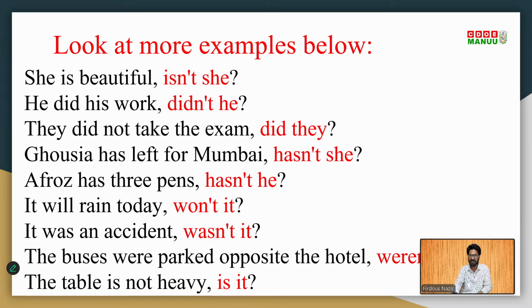Afroz has three pens, hasn't he? It will rain today, won't it? So again, you need to remember the auxiliary verb which is used in the statement. We are supposed to use that in the question tag, and the subject, the person which is used in the statement, we are supposed to use the same subject and the same person in the question tag. They should align, like in concord, subject should align with the verb and verb should align with the subject. Here again, the subject and the verb of the question tag should align with the verb and subject of the statement. That is important.